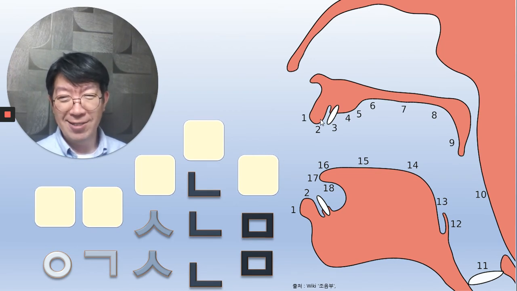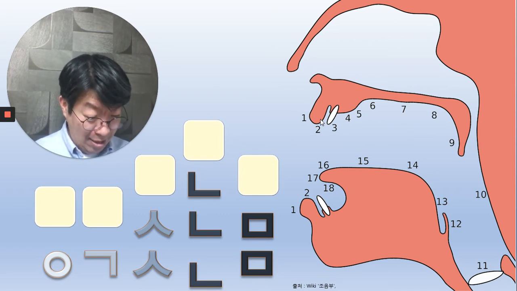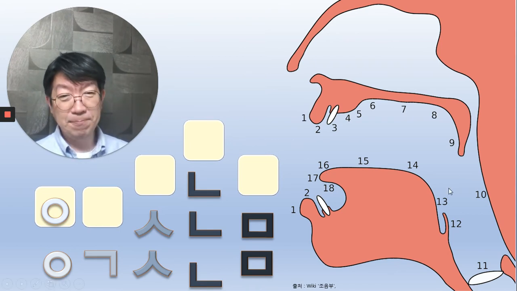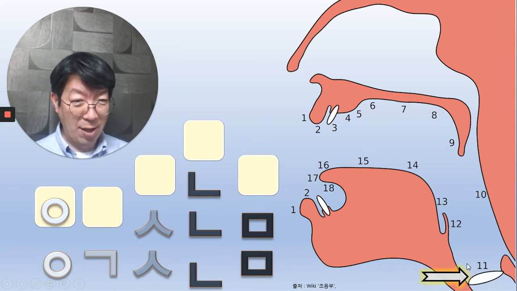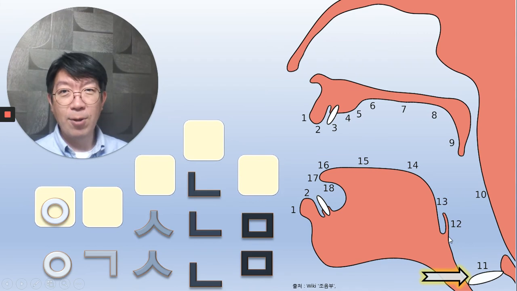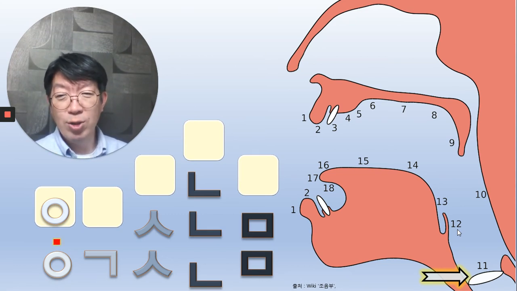So let's summarize. When you pronounce this circle, and when you pronounce NG, we use this part, number 11. Here we can also pronounce H. And when we write H, we put two strokes more, one, two. So it looks like head and hat, right?